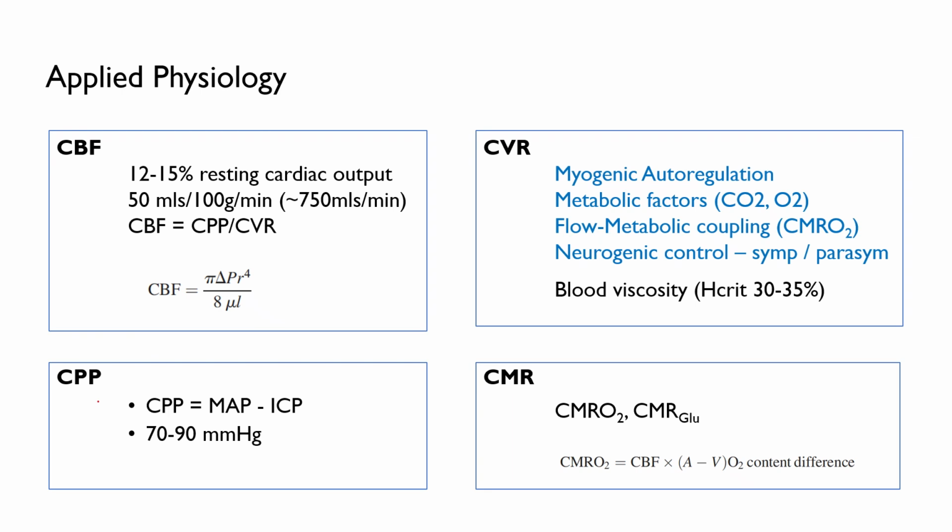The fourth mechanism is neurogenic control. So the cerebral vasculature has sympathetic and parasympathetic input, and excessive sympathetic activity can cause vasoconstriction. For completion here, I've added hematocrit and hence viscosity. So this will also influence cerebrovascular resistance and therefore flow.